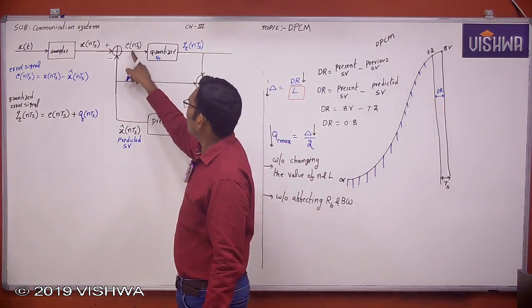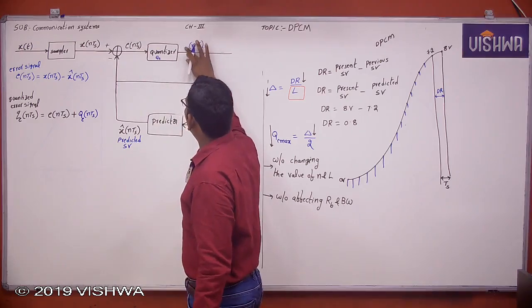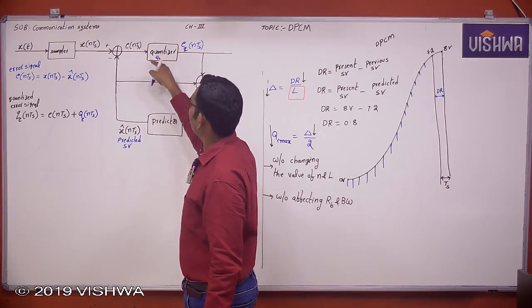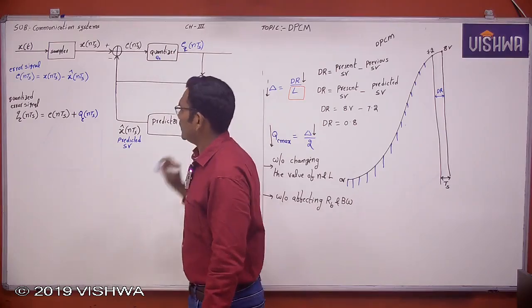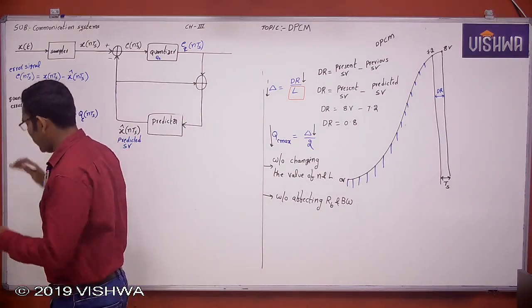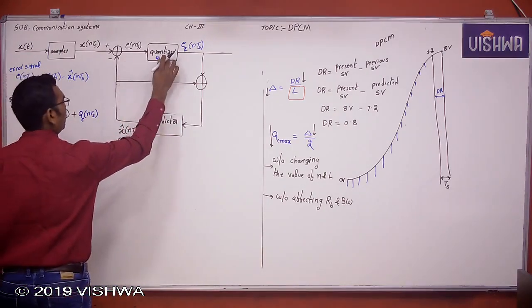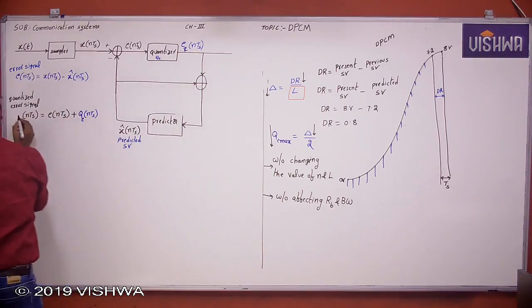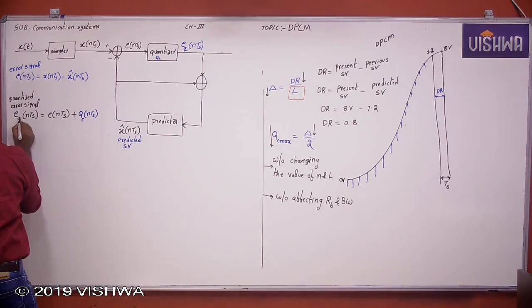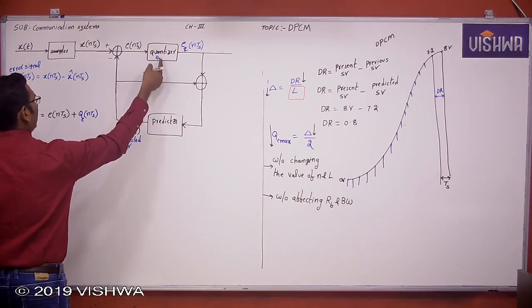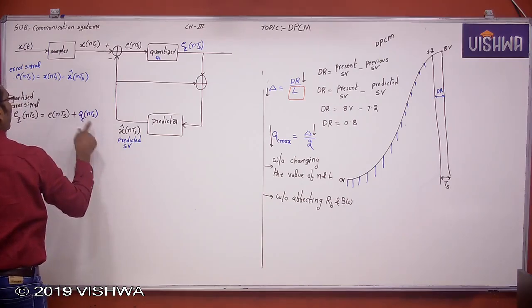Now see, this is the error signal. This error signal is going for quantization, so this is the quantized error signal. We can write it like this, EQ. In order to avoid confusion: the error signal is going for quantization, therefore this is the quantized error signal, EQ of nTs. The error added because of this quantization process is called quantization error.